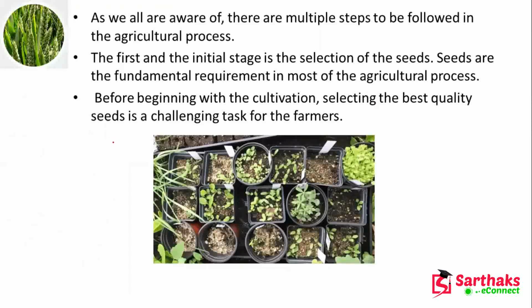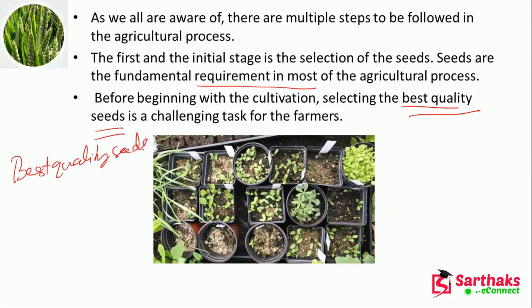Now, as we are all aware why agriculture is very important, from the first to the last stage, like selection of the seed, soil preparation, sowing, irrigation, and harvesting, we should be very particular in all these stages. Seeds are the fundamental requirement in most agricultural processes, because if the seed is not good, then high quality or high yield is not expectable. So before beginning the cultivation, we should select the best quality seeds, because after that you have a huge amount of work to do to get the crop from the seed.